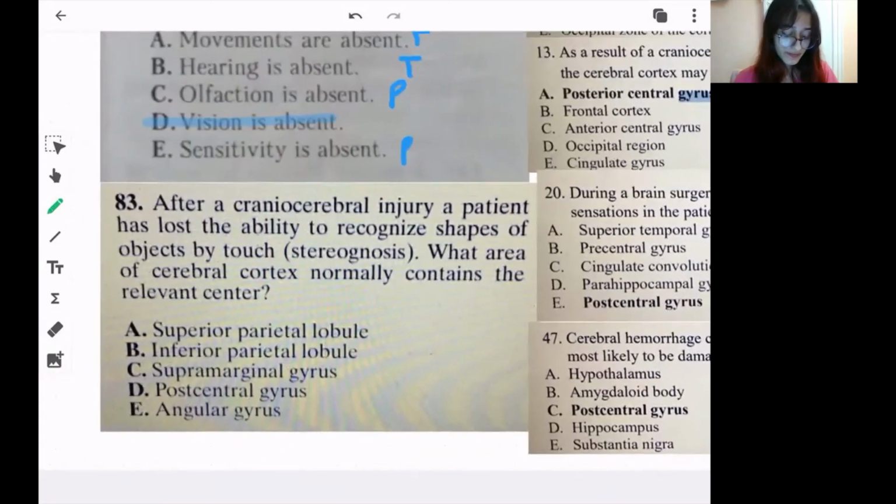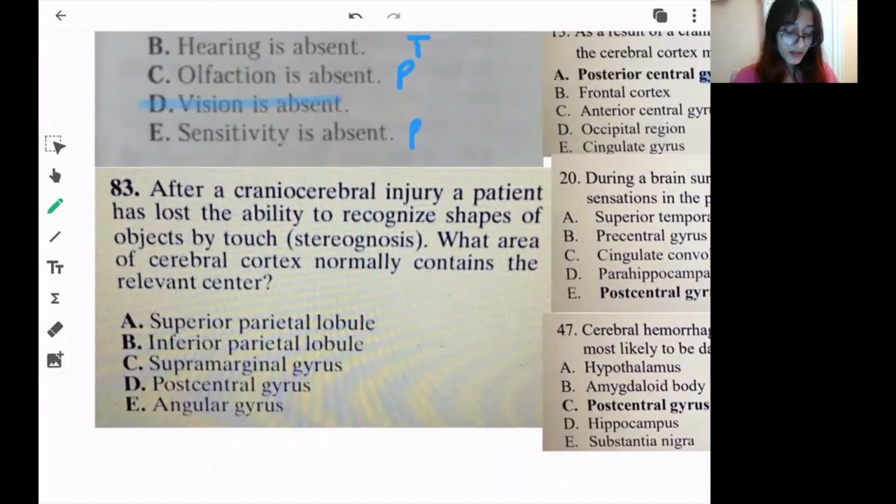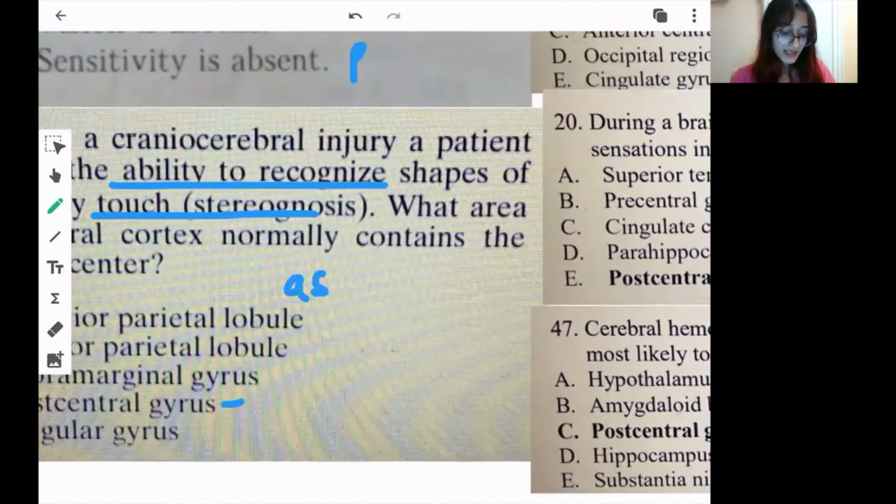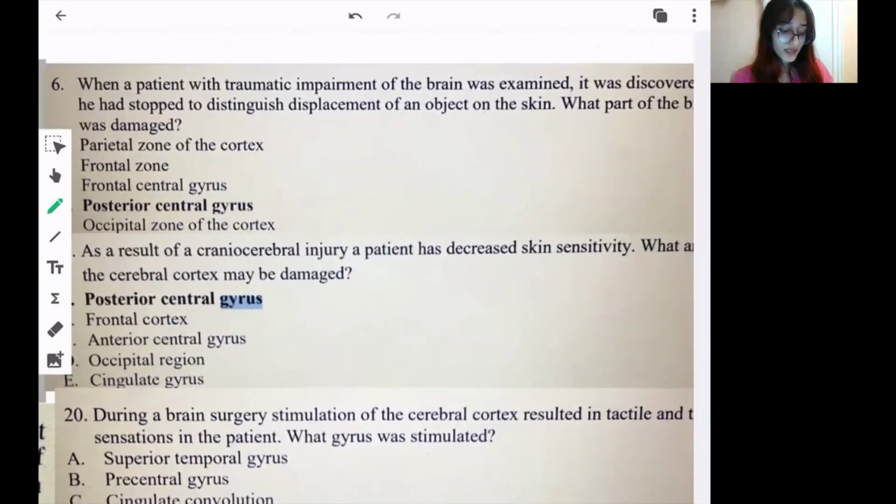So next question. He has lost the ability to recognize the shapes of objects by touch. So he can touch it, he knows he's touching something, so touch is preserved. That is the postcentral gyrus. It is working fine, but he cannot recognize the object just by touching it. That is stereognosis, of the superior parietal lobule. Okay, these are all Krok questions.